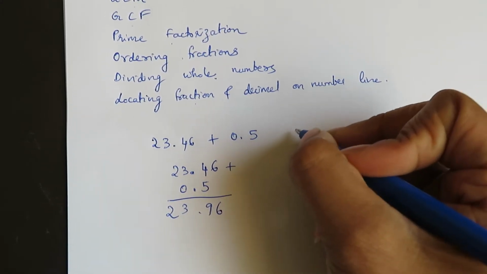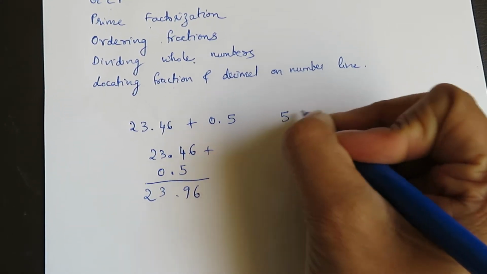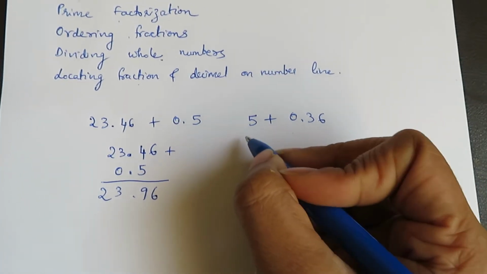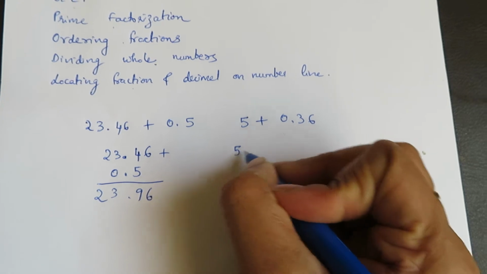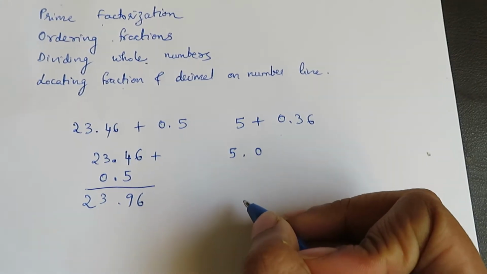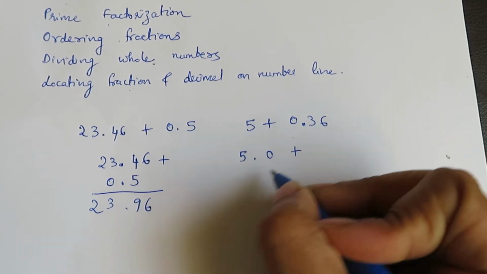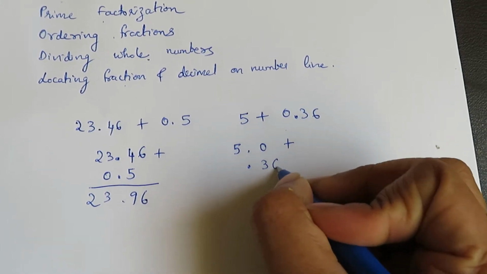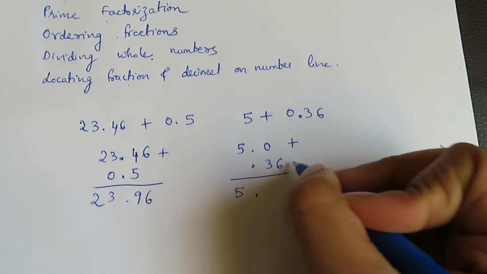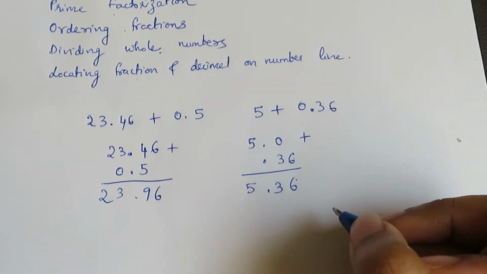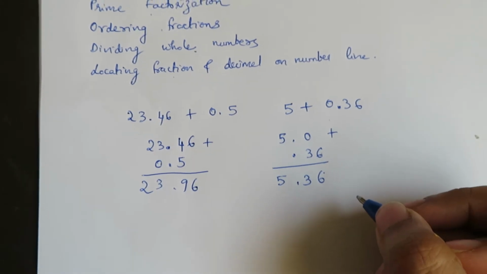Suppose the question is to add 5 plus 0.36. So what do you do here? Suppose you have 5, it's similar to 5.0, right? So you write it like this, plus 0.36. So what did I tell you? The decimal should come one below the other, 0.36. And now you write, from this place, 6 and then 3 and finally the 5. So this is how you do decimal addition.